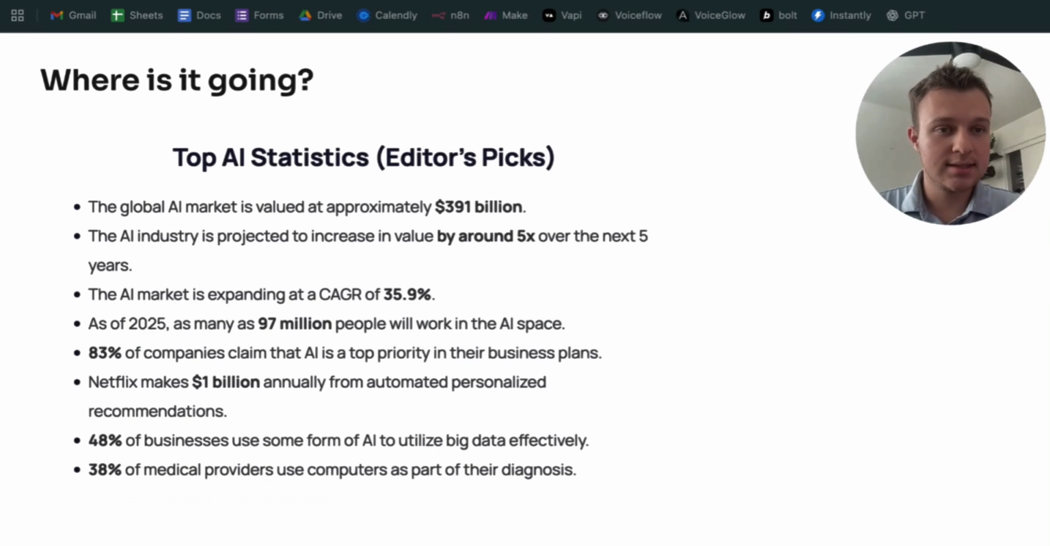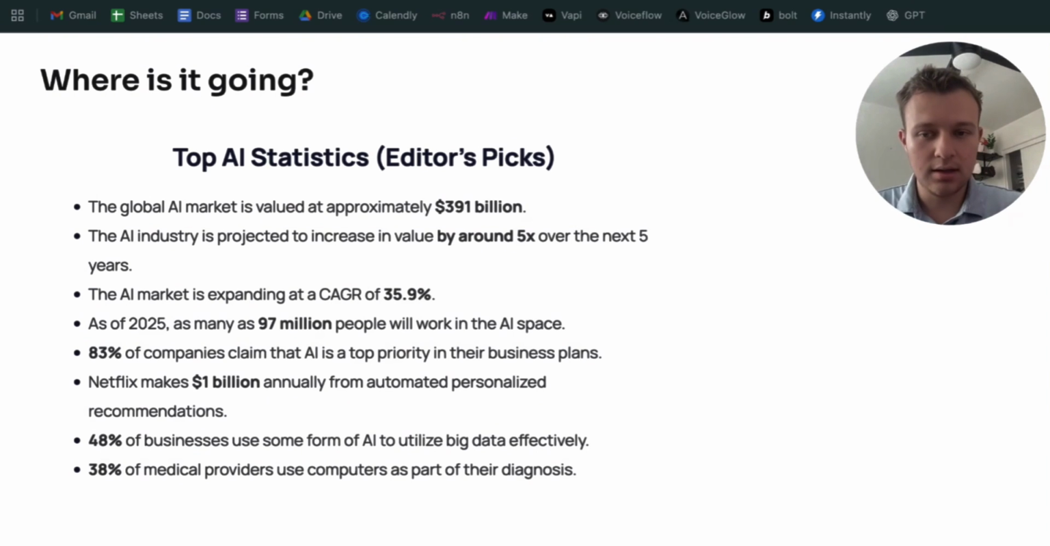So, why is this such a good opportunity? Where is it going? What's the significance? The AI global market is valued at approximately $391 billion. The industry is projected to increase 5x over the next 5 years, at a compounded annual growth rate of 35%. So it's just going to go exponential. 97 million people will work in the AI space. 83% of companies say it's the top priority. 48% use some form of AI to process big data effectively already.